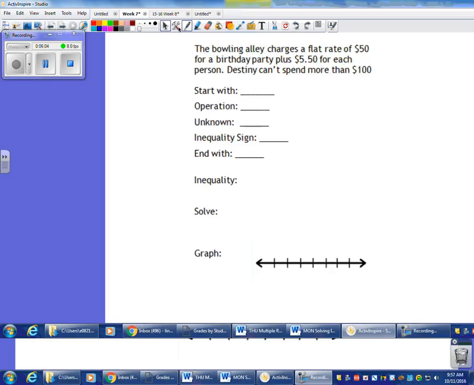And the last one we have, a bowling alley charges a flat rate of $50 for a birthday party plus $5.50 for each person. Destiny can't spend more than $100. So we see a flat rate, that's like what we start with, this word plus, $5.50 for each person, and we can't spend more than $100. So what did we start with? We started with that flat rate, meaning regardless of how many friends I invite, I have to pay $50. Then we see the word plus, which we know means addition. Our unknown is $5.50 for each person. I don't know how many people are coming to my party, so I'm going to say 5.50x.